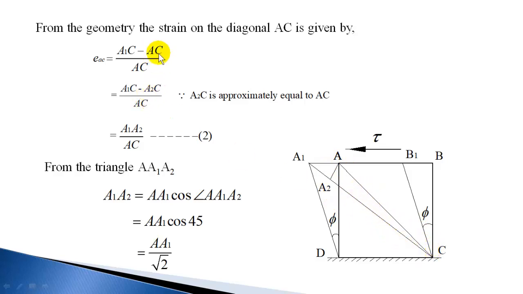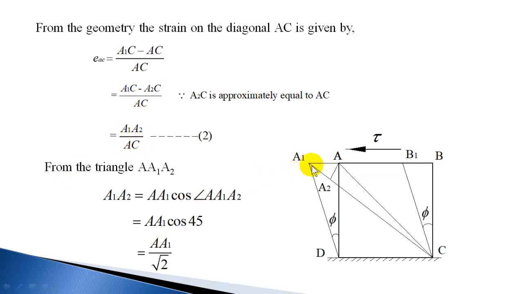So AC I replaced by A2C. So these lengths are equal. So A1C minus A2C, we will get A1A2. So A1C minus A2C is written as A1A2. So you get A1A2 by AC.